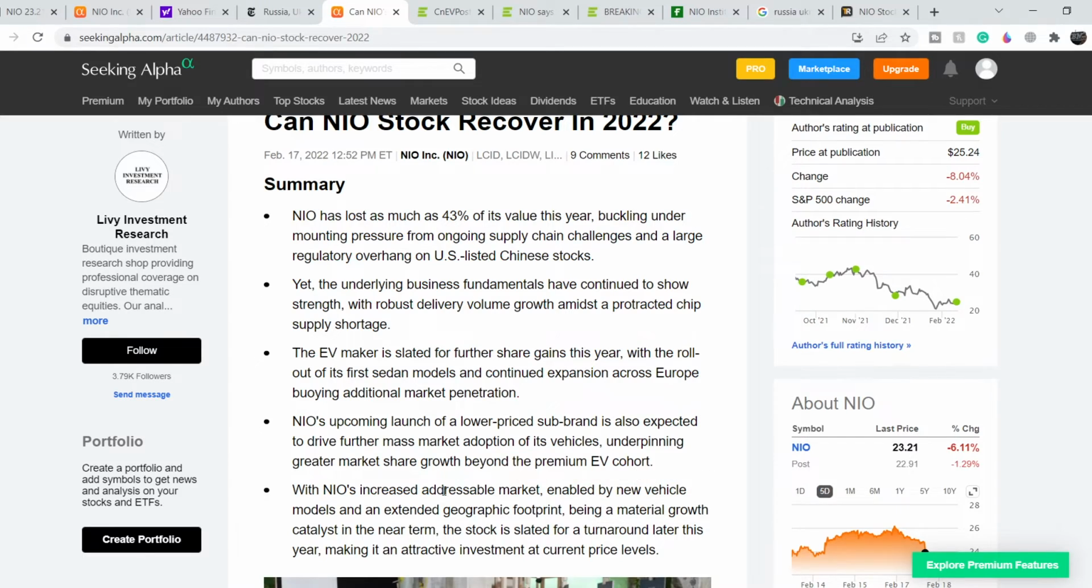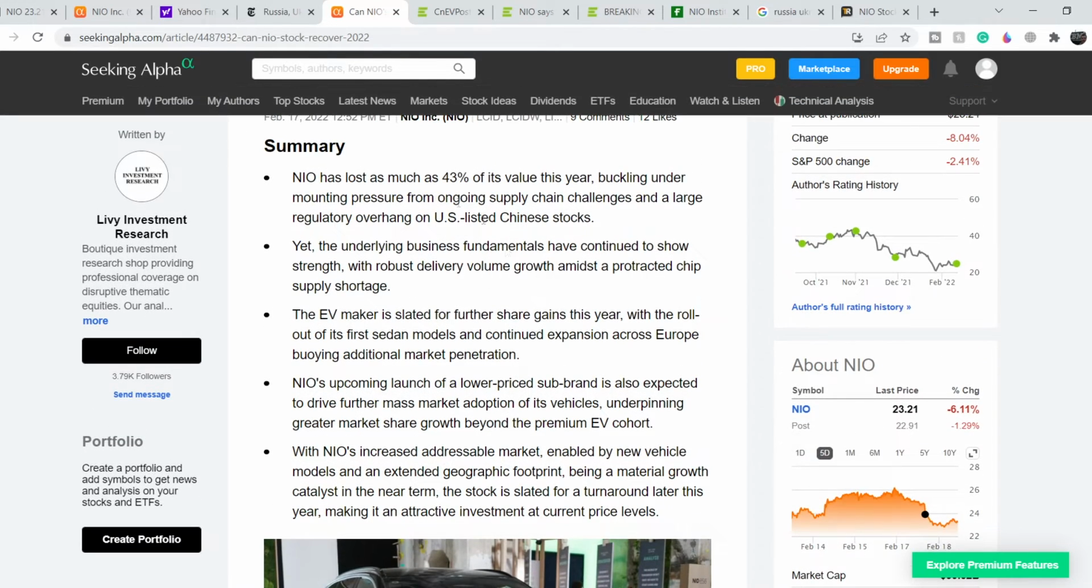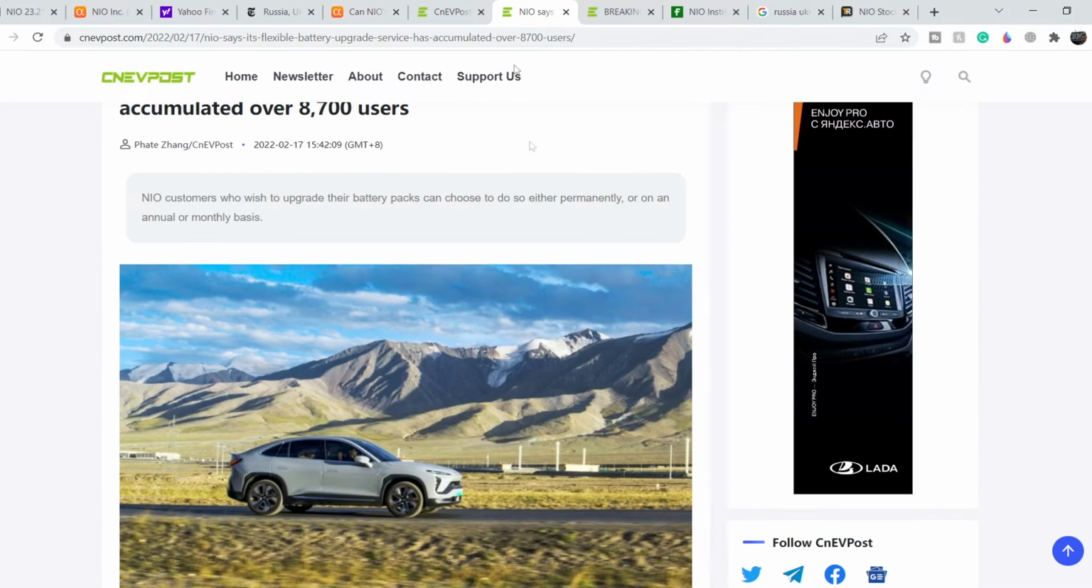With NIO's increased addressable market, enabled by new vehicle models and an extended geographic footprint, being a material growth catalyst in the near term, the stock is slated for a turnaround later this year, making it an attractive investment at current price levels. And I have to say that a lot of good fundamental news related to NIO might drive the price of this company higher. And let me show you just some of them.